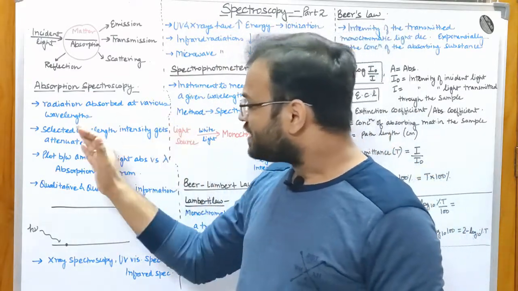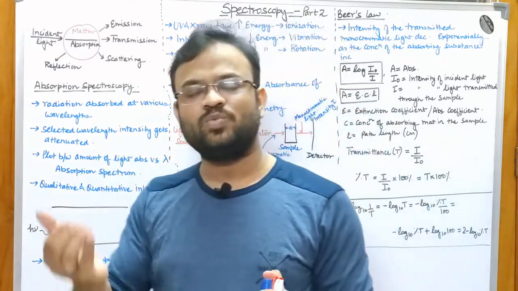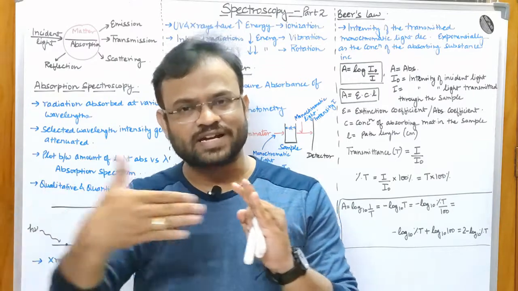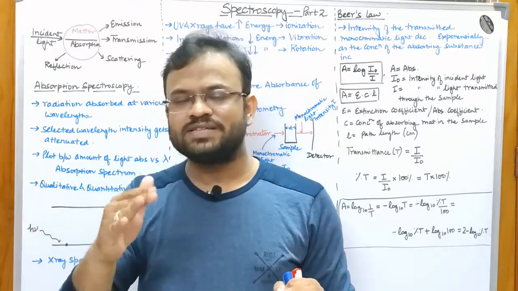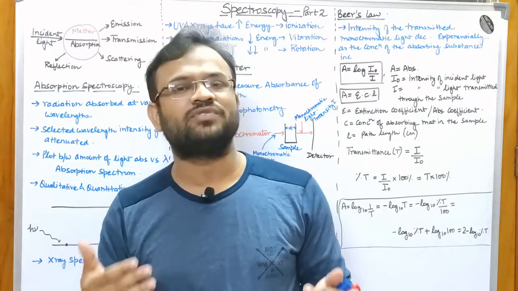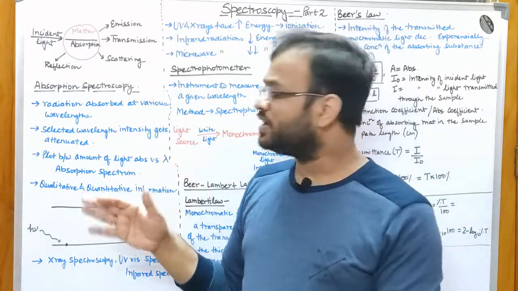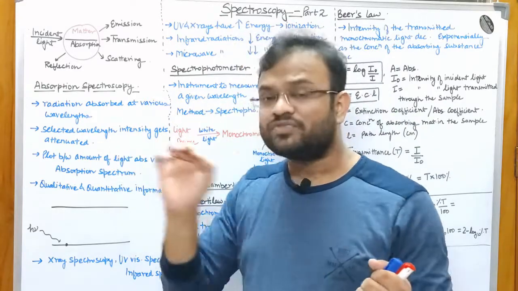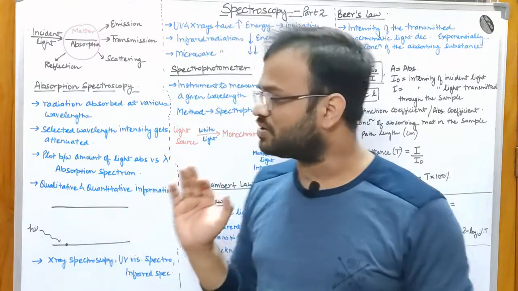So selected wavelength intensity gets attenuated. That means intensity would get decreased when it interacts with the matter. That selected wavelength intensity would get decreased. Why? Because the photons of that particular wavelength would get absorbed. I believe you would have understood this particular concept.